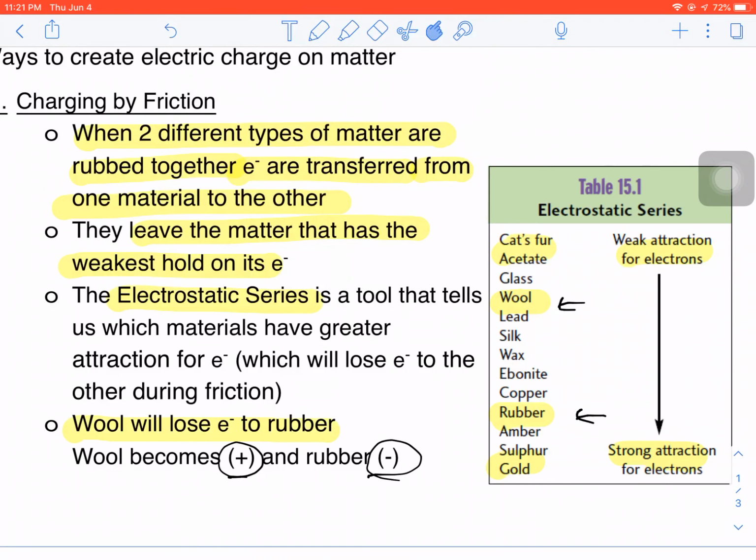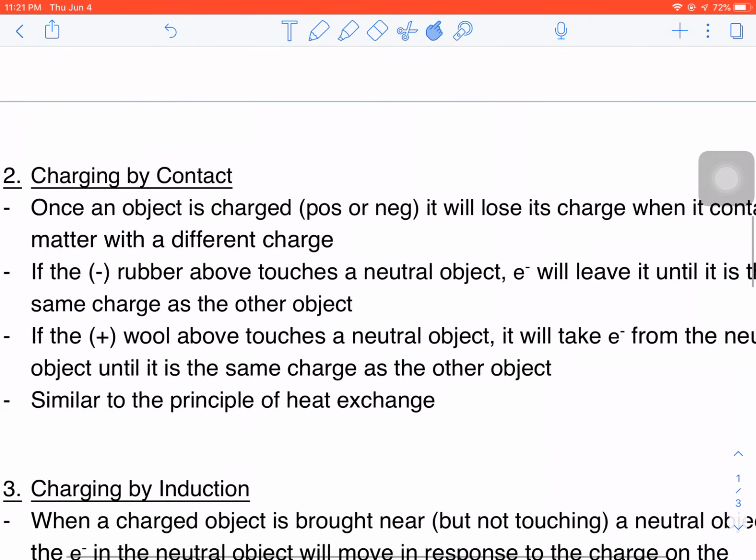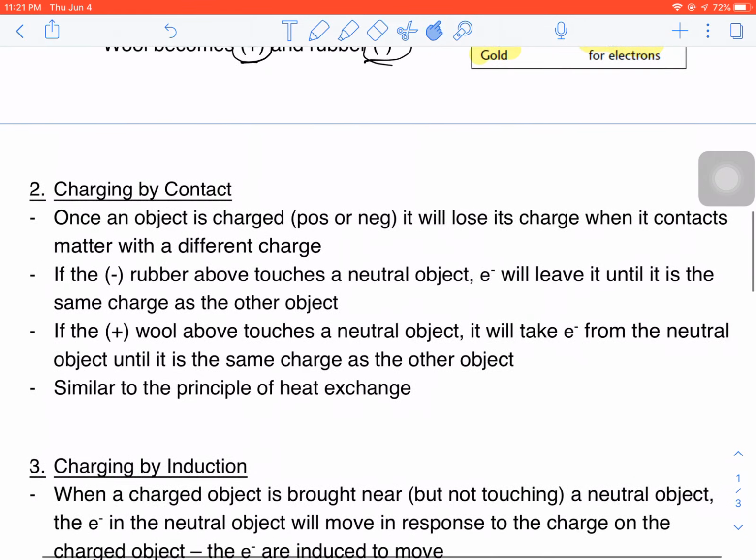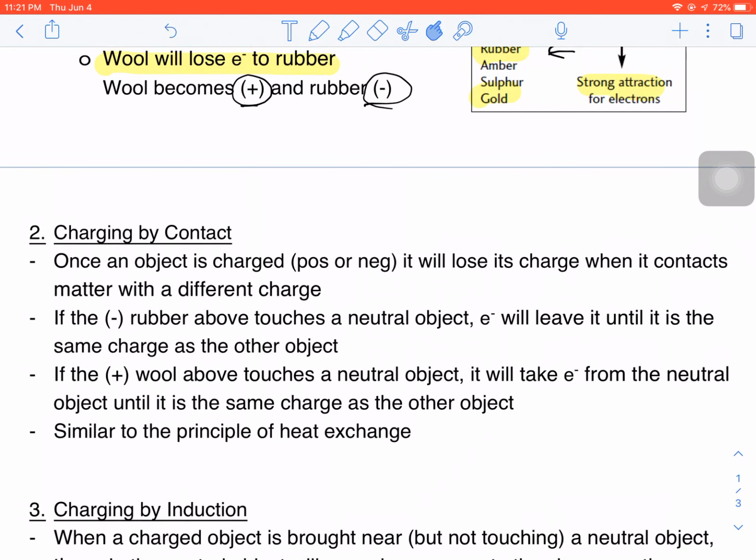Okay, so electrostatics. The second way of an object becoming charged is if it comes in contact with a charged object. So if I have an object like that wool that we just charged up there, and I touch it to a neutral object, it will make that object positive, because it's positive. If I take the rubber balloon and touch it to a neutral object, it will make the neutral object negative. So once your object is charged, it can now transfer that charge to a neutral object when it comes in contact with that object.